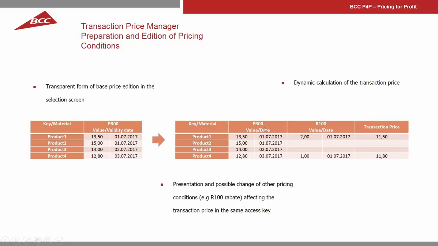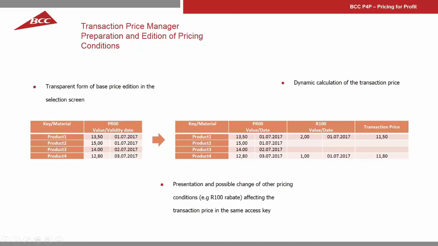Okay, so Transaction Price Manager, what will the functionality of the module look like? In the selection screen, we selected the PR00 price and client material access key. In the case of the test, we will take four products. We also limited them on the selection screen. And after selecting the base price and the access sequence, the system in step one will select all items from the access table. Example table on the left side of the screen.